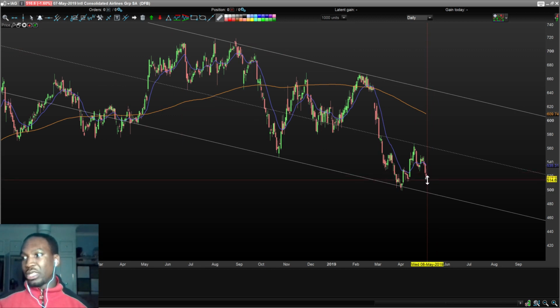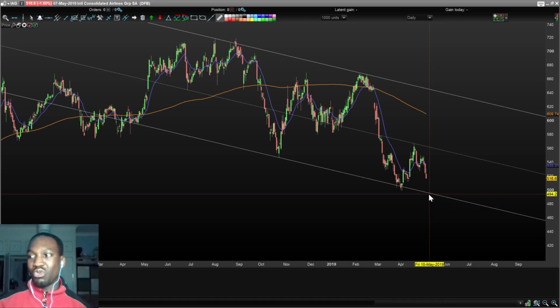So yeah, I've shorted this, and I'm hopefully going to short it down to the line, which will be about £4.93, and I expect it to break out here, break out the support, but I would probably take half my profit and see what happens, because it might rebound and then come back up for all I know. But I do think it's going to break out of here.